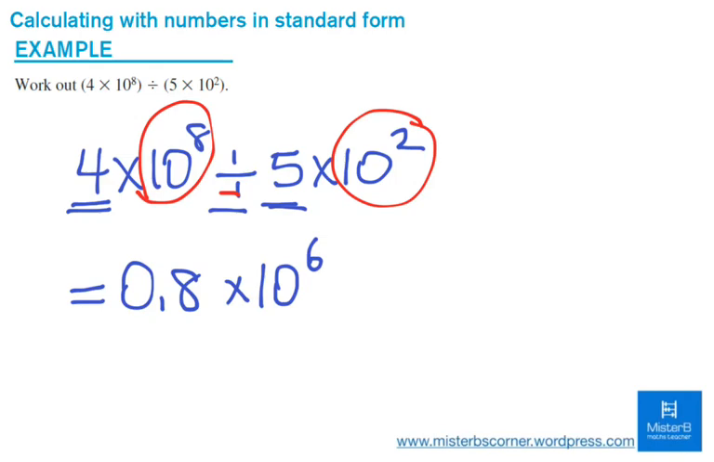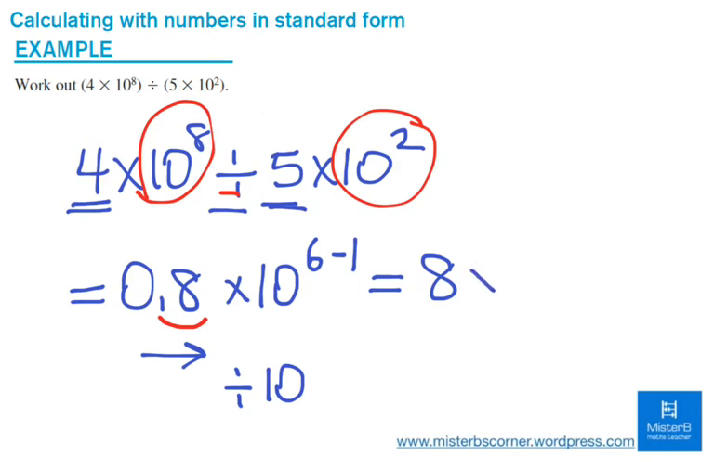Now, if the question would ask you to write this in standard form, how would you be writing? You would move the decimal point 1 digit right, so that you would have 8. But just because you're moving right, this means you're multiplying by 10, so you have to divide by 10, meaning you have to take away 1 from this power, so you end up with 8 times 10 to the power of 5.